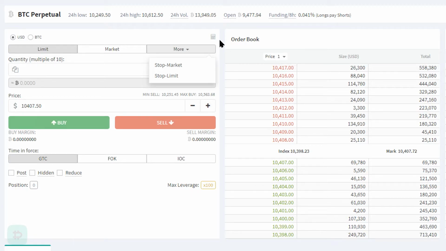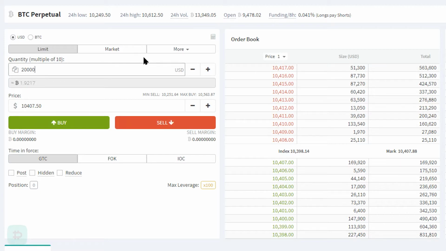The quantity field. This is where you enter your position size. For example, if you would like to place an order with a position size of $20,000, you simply enter 20,000 as shown. The price field. This is where you enter the price you would like your order to be placed at.